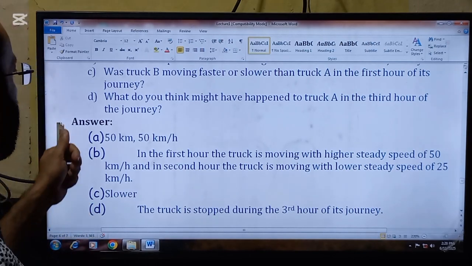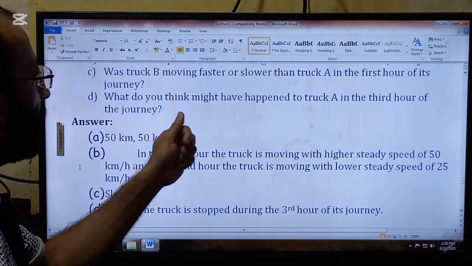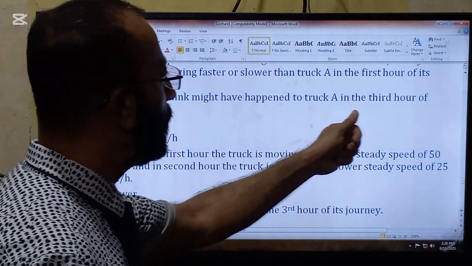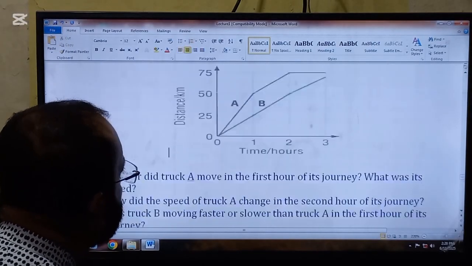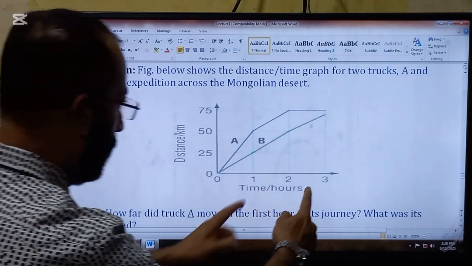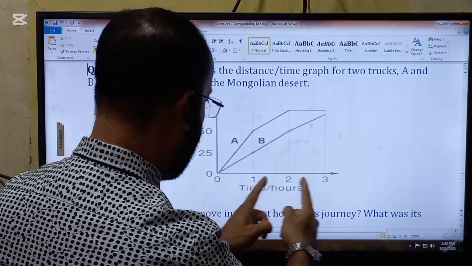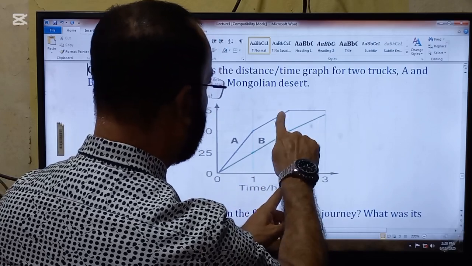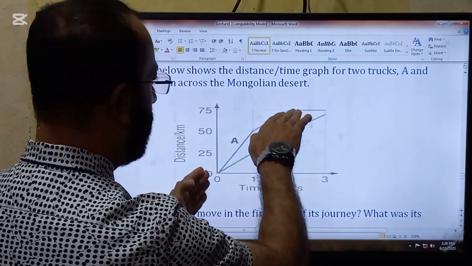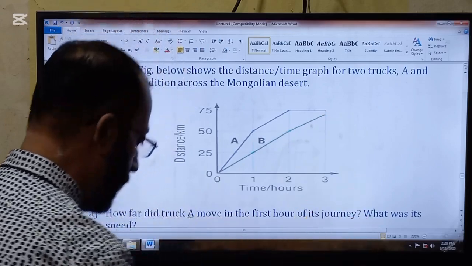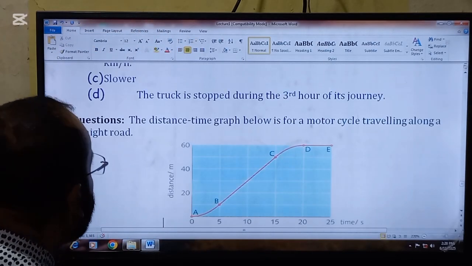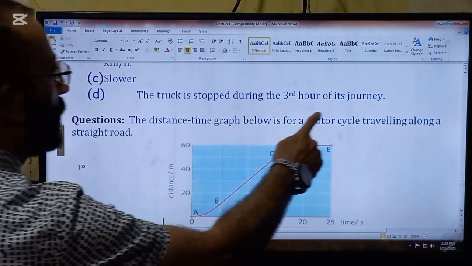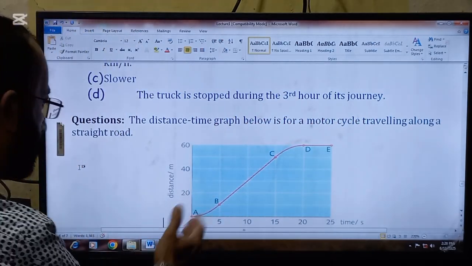slower. And the last part is: what do you think might have happened to truck A in the third hour of the journey? So look now. Here is the third hour. Here is the first, second, and third. So in the third hour, truck A becomes stationary or halted. The truck is stopped during the third hour of its journey.